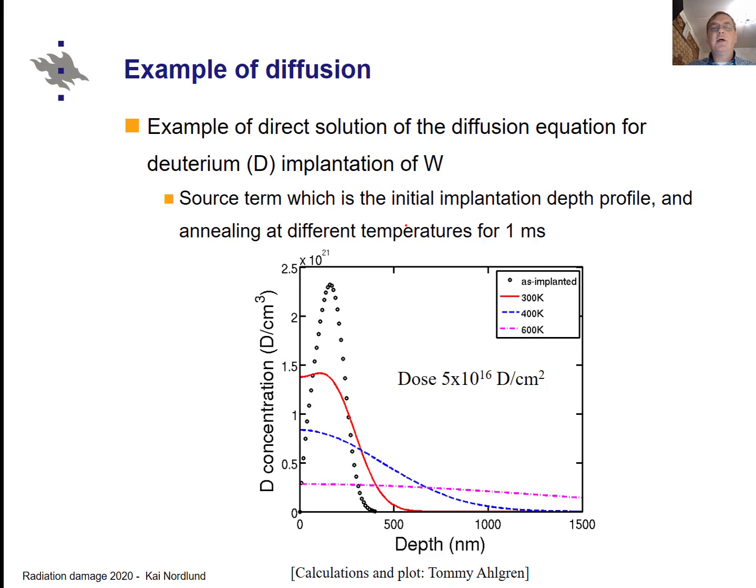And just as a simple example, this is a solution of the diffusion equation for deuterium implantation in tungsten. Here a source term would be the as-implanted curve, the initial depth profile, and then this shows how the depth profile of deuterium evolves with time, over a 1 millisecond time, as a function of temperature. So at 300 kelvins, this as-implanted deuterium concentration would have broadened to something like this. 400 kelvins, even more. At 600 kelvins, a lot of the deuterium would have vanished at the surface, but some would also go much deeper into the crystal.